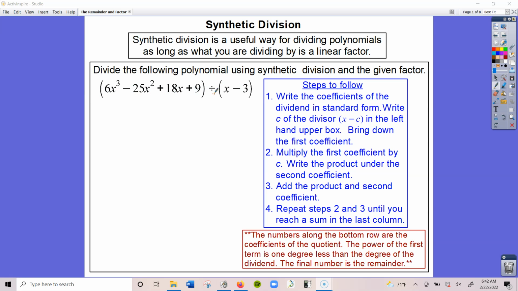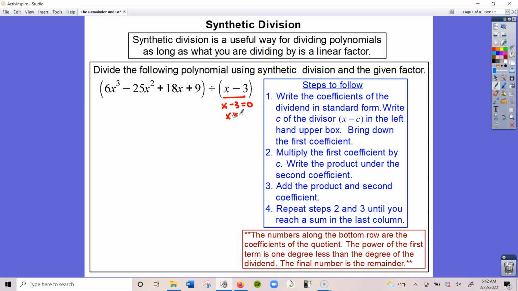So let's take a look at this example. We have 6x to the third minus 25x squared plus 18x plus 9, and we're going to divide that by x minus 3. This is a linear factor, and how you know it's linear is because the exponent of x is 1. If the exponent of x was anything other than 1, then you would not be able to use synthetic division. Now how this works is first you take the factor that you are dividing by and you make it equal to 0 to solve for x.